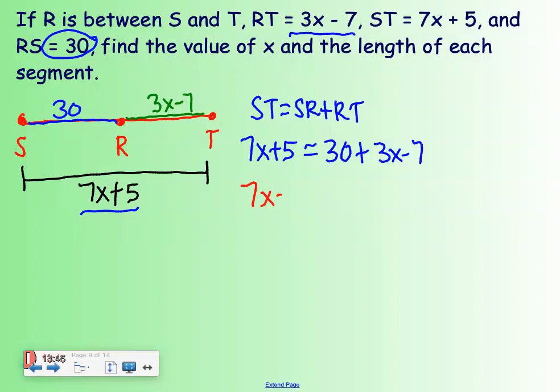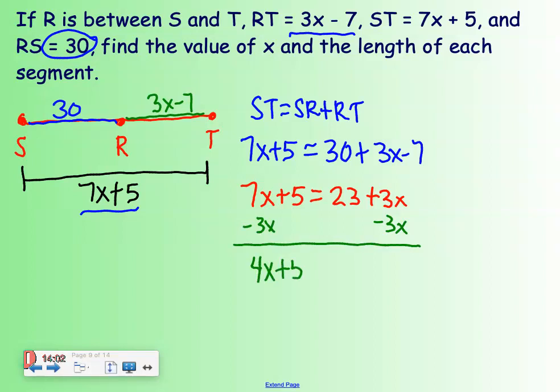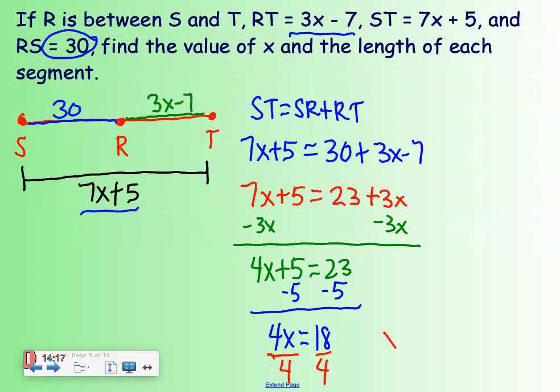Now let's add our like terms. So I'm left with 7x plus 5 on the left. 30 minus 7 gives me 23 plus 3x. I'm going to subtract my 3x over, minus 3x. So 4x plus 5 equals 23. Bring over my 5. 4x equals 18. Divide by 4. X equals 4.5.